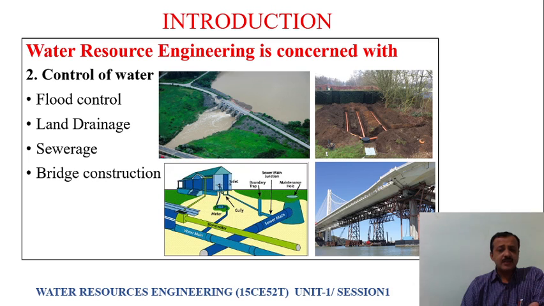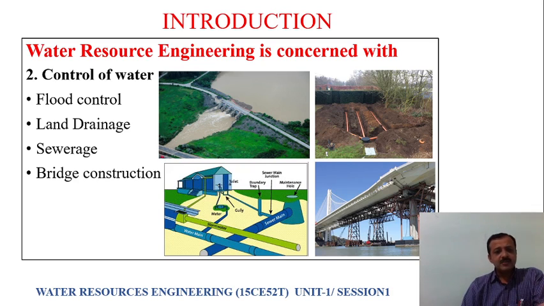Because of this salinity of soil, you will not find the growth of plants. We can't do irrigation in such areas. So we have to drain the water from this particular land. So land drainage plays a very important role here. This is also one of the concerns in water resource engineering.